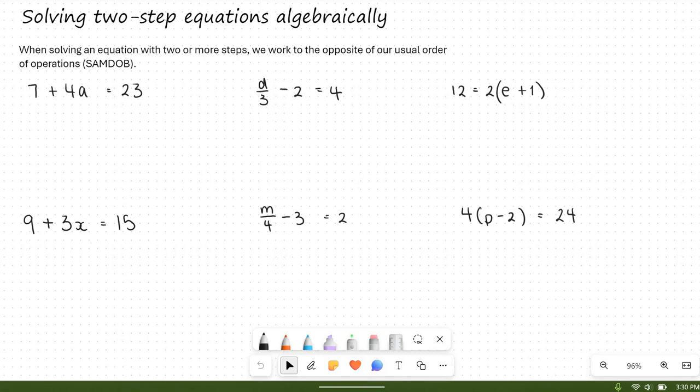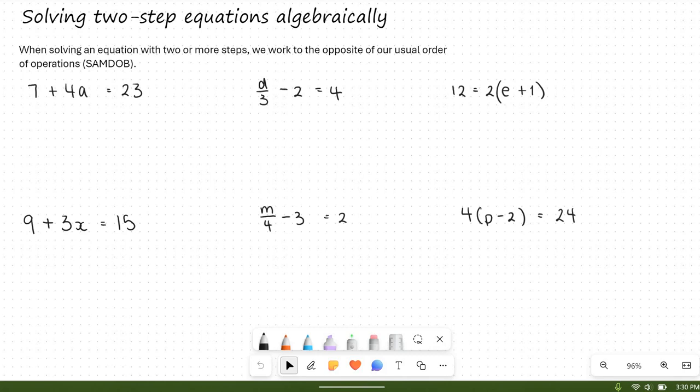Okay, moving on to two-step equations. They are exactly what they sound like. They take 2 steps to solve. Sometimes you might get a 3 or a 4-step, but to stick with for now, we're going to go with a 2-step. When you solve an equation with 2 or more steps, we have to work in the opposite order from our usual order of operations.